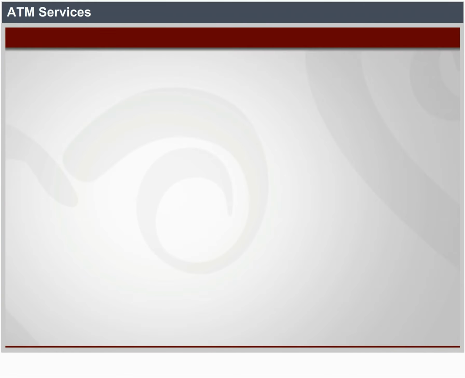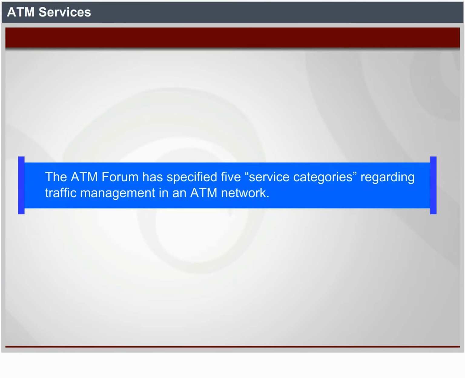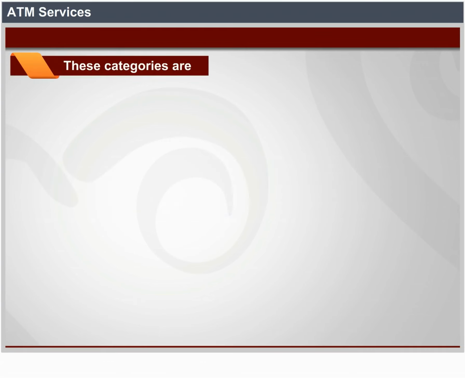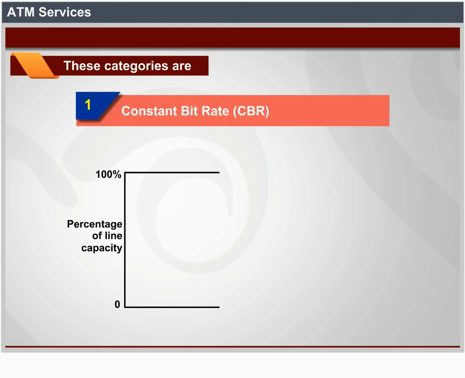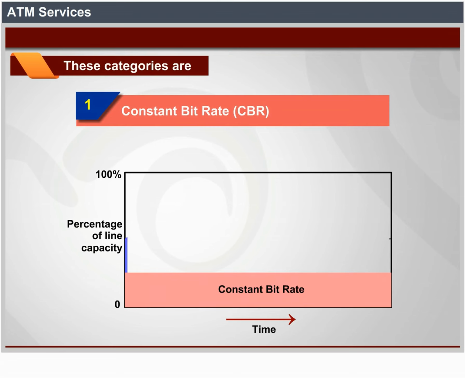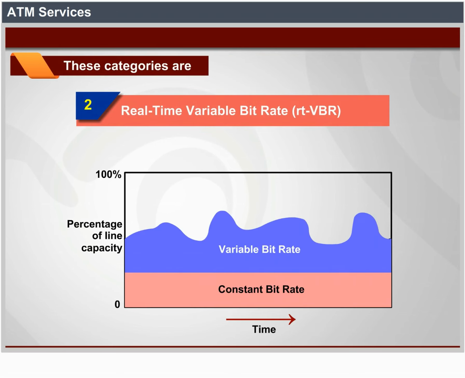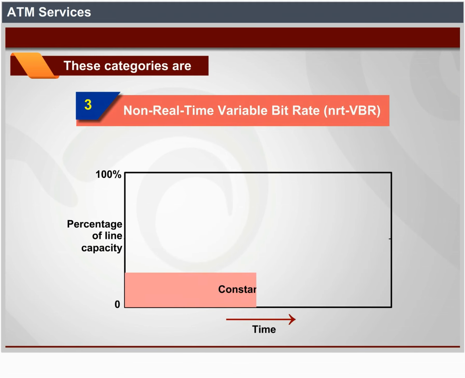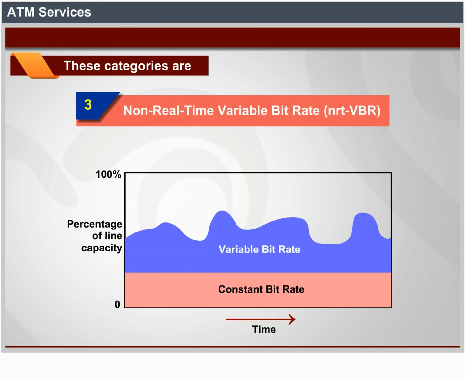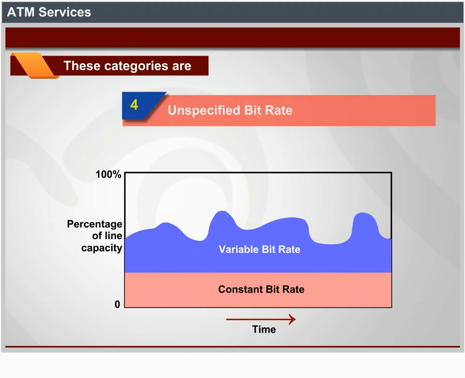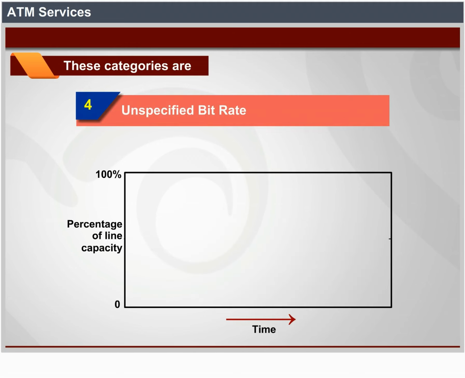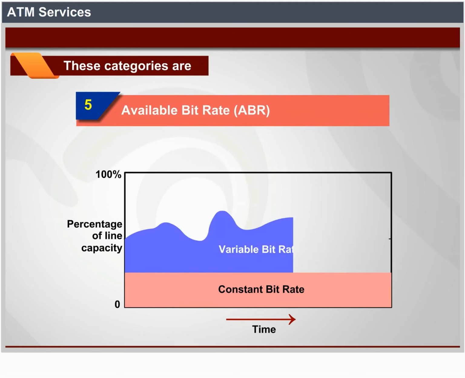ATM services. The ATM Forum has specified 5 service categories in relation to traffic management in an ATM network. These categories are: constant bit rate CBR, real-time variable bit rate RT-VBR, non-real-time variable bit rate NRT-VBR, unspecified bit rate UBR, available bit rate ABR.